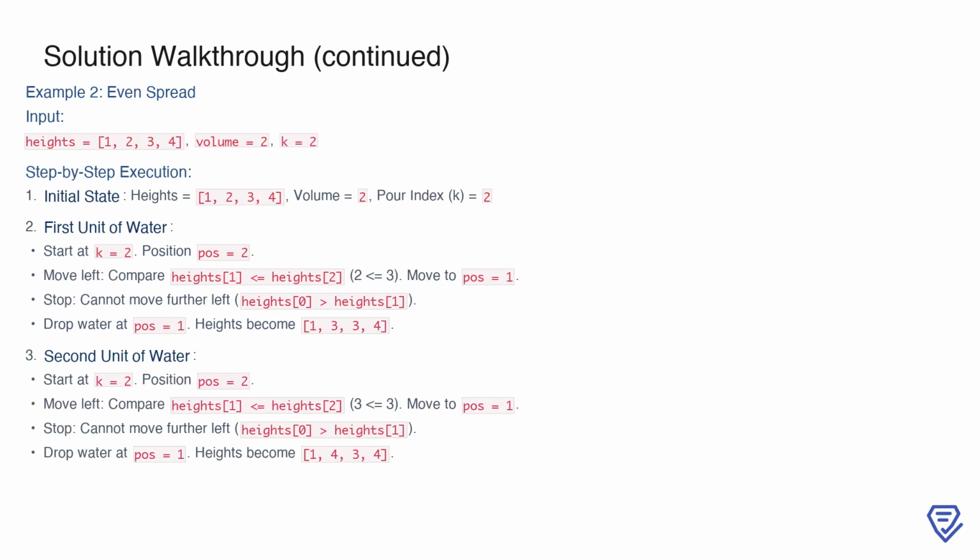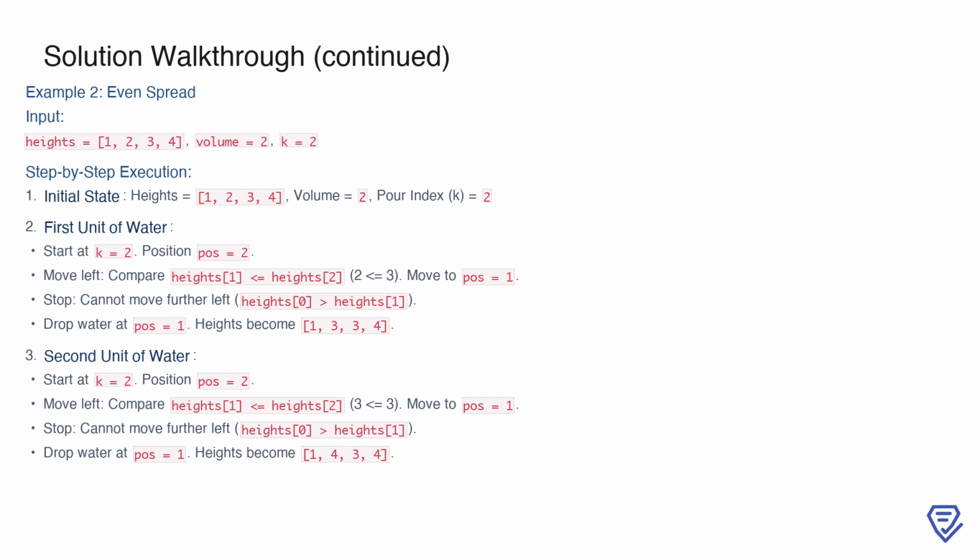In this next example, we have the heights array 1, 2, 3, 4, with a total water volume of 2 and a pour index K of 2. Initially, the heights are unchanged, and we have 2 units of water to pour. For the first unit, we begin at position 2. Moving left, we compare heights[1] with heights[2], and see that 2 is less than or equal to 3.